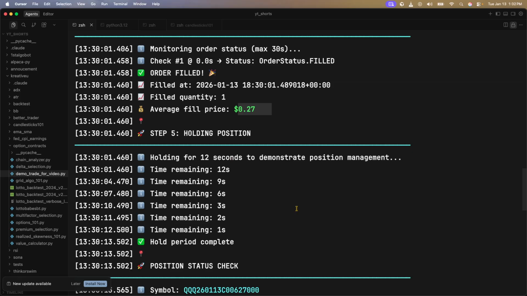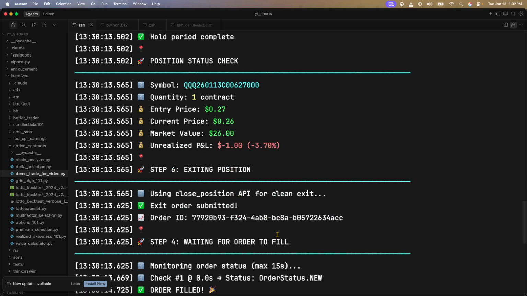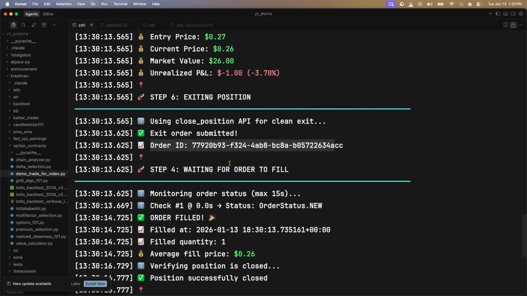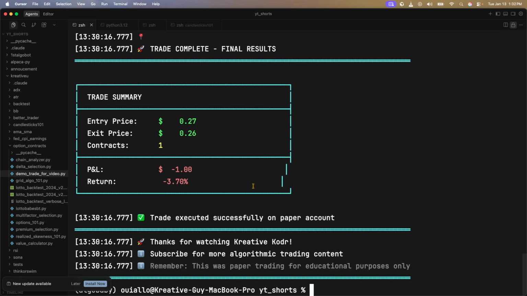So we waited 12 seconds, and within those 12 seconds, the position moved against us a little bit. So we got in at 27. The current price was 26, so we lost about 3% or $1. So we're able to sell it, and here's the order ID. We're waiting for it to fill. Then we got our fill confirmation. And then look at that, you just algo traded. Let's go do it one more time.